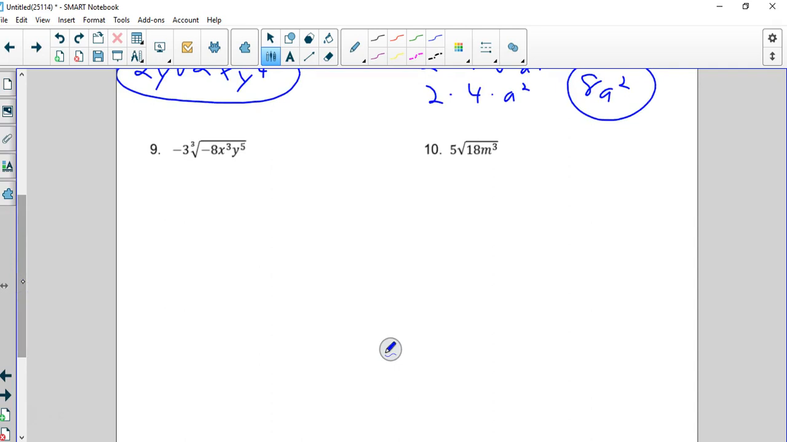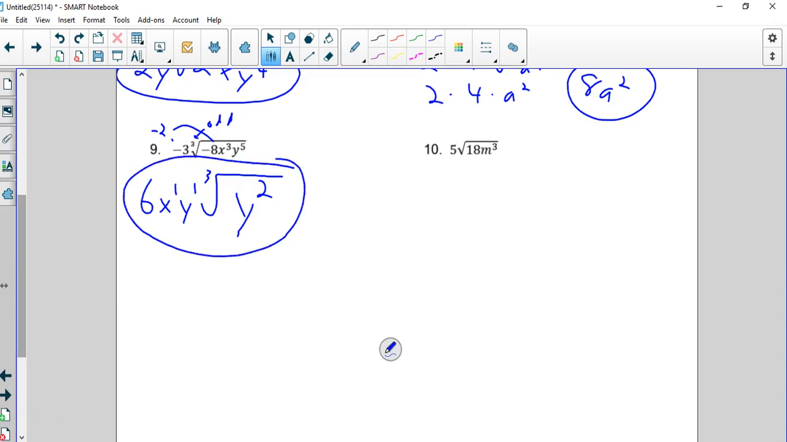Last 2. Here we go. I have a negative, but that's okay because this is odd. So the cube root of 8 is negative 2. I'm just going to bring that out right now and deal with it. I'm bringing out this as a negative 2, which is going to get multiplied by the negative 3. That gives me 6. I'm going to give myself some space, put this 3 here. X's. Well, 3 divided by 3 is 1. There's one group of 3. 3 goes into 5 once, with how many left over? 2. And I did not need that much of a radical, and that's my answer. 6xy times the cube root of y squared.